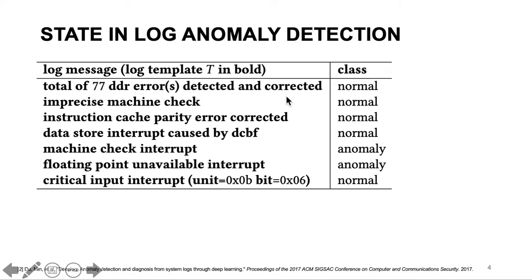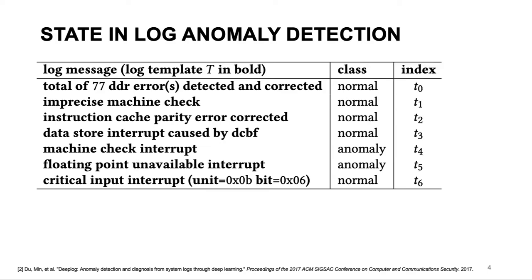As you see here, for example, these last two log lines, floating point unavailable interrupt and critical input interrupt, have somewhat similar meaning, however one of them is an anomaly and the other one is normal. So from here, you can already see that detecting anomalies is a hard problem, and we need a real understanding of the system or the domain of logs in order to tell if something is a failure or not.